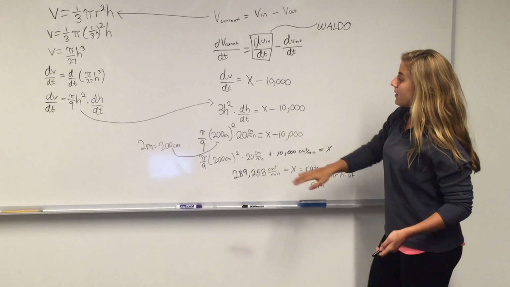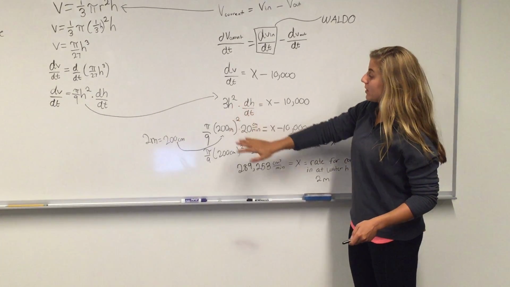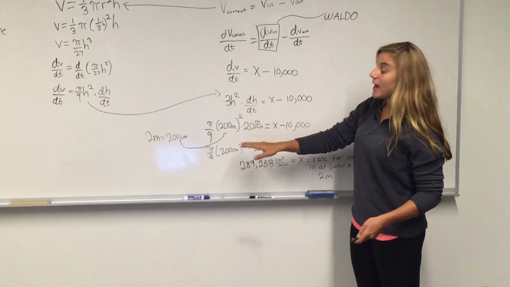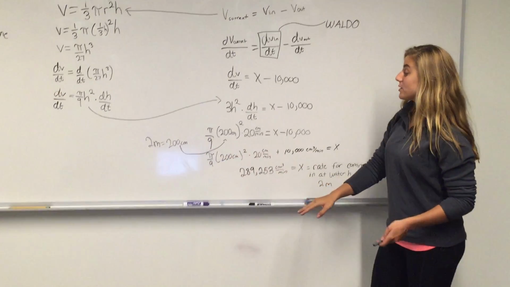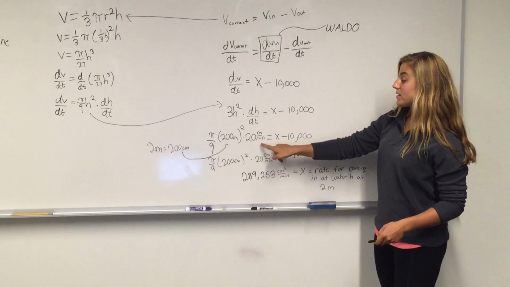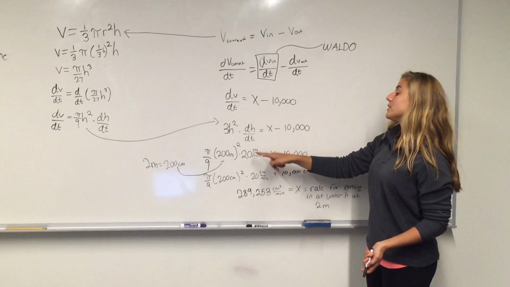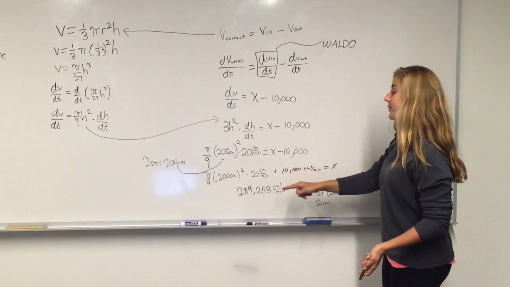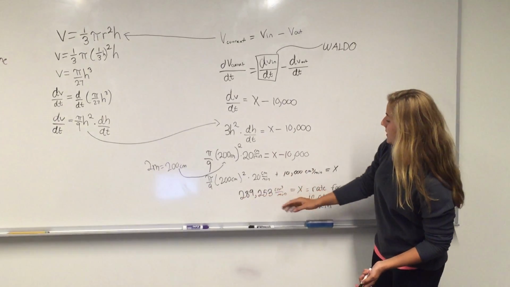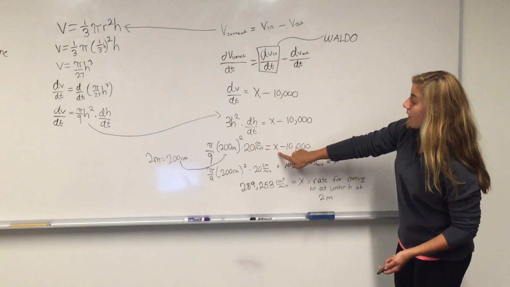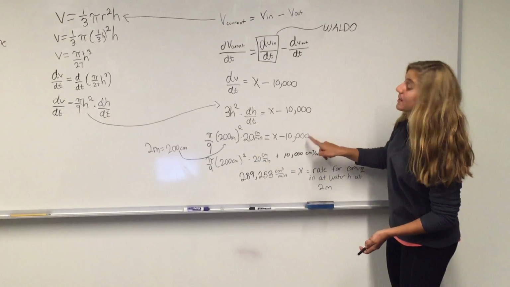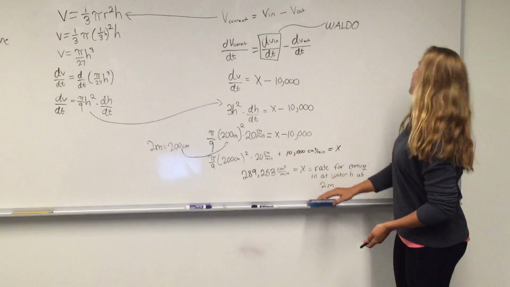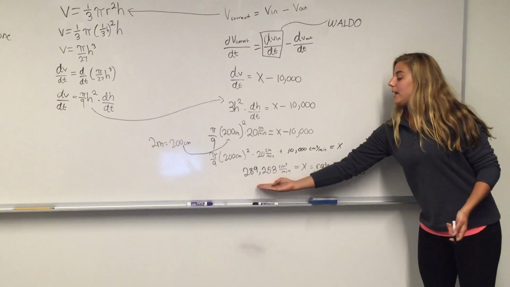For our height, we know that at the height of 2 meters, or 200 centimeters, the water level is rising by 20 centimeters per minute. So we can plug that in for the derivative of the height with respect to time. We're just going to plug all these things in, and then to solve for our Waldo, we're going to bring the 10,000 centimeters cubed per minute over to the other side and solve, and here is our answer.